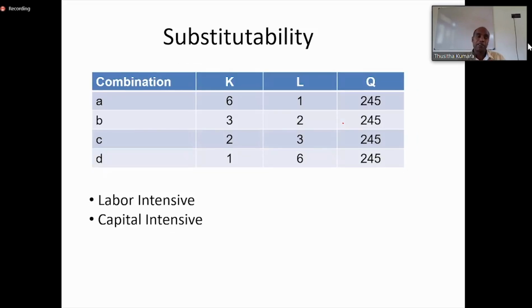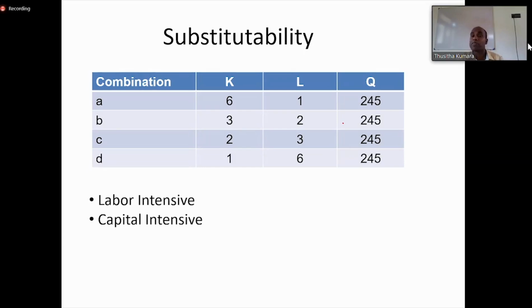And we are having 4 combinations. Let's assume A, B, C, D. So capital will be 6, labor will be 1. Output will be 245. And in the D combination, capital will be 1 and labor will be 6. Output will be 245. This tells us, in the production process, we can combine resources and we can alter the combinations.